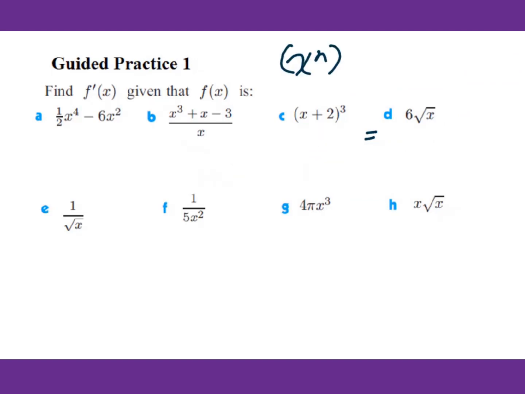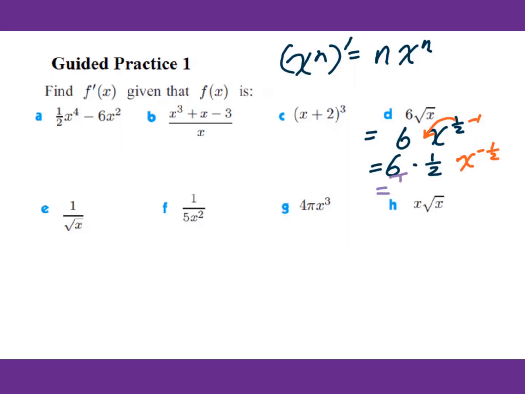Now let's go to D. We know this is a formula. Six times x to the 1/2 power. Still, 1/2 drop down. Then 1/2 minus 1, that will be x to the negative 1/2 power. So reduce here. You will get 3 times 1 over square root of x equals 3 over square root of x.